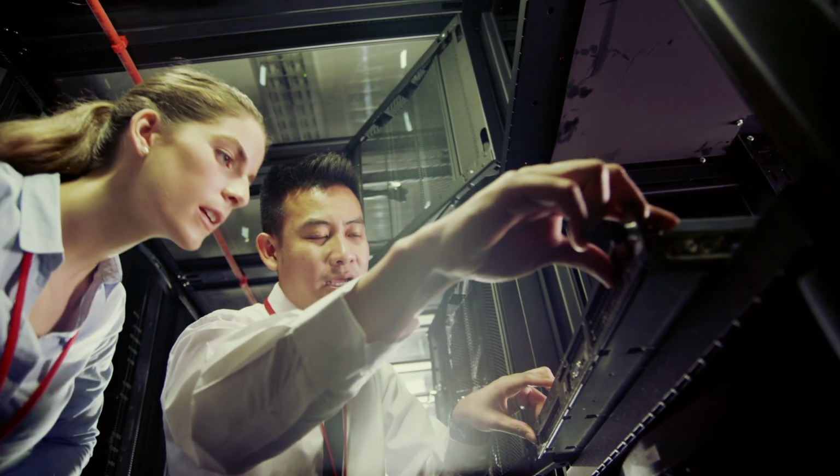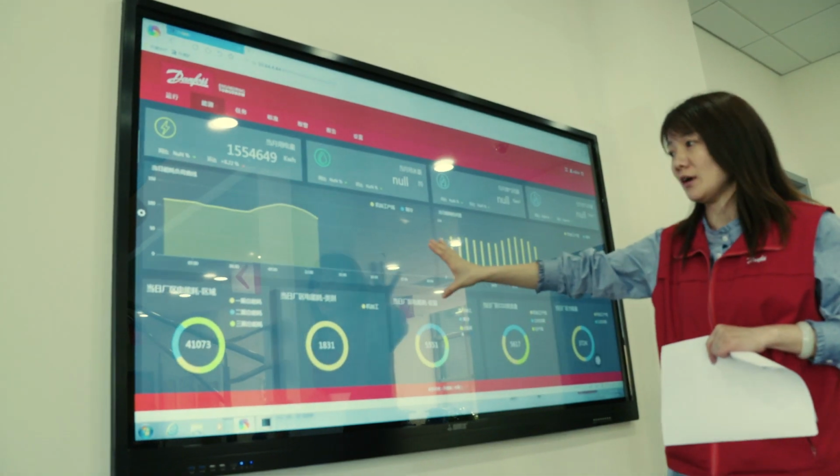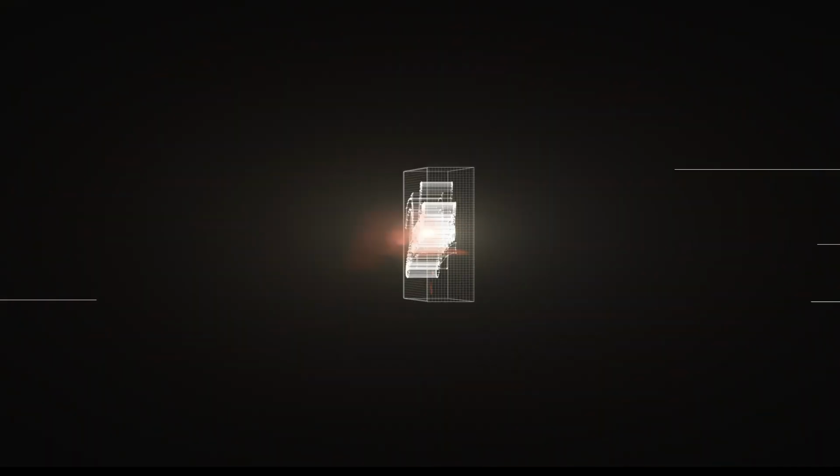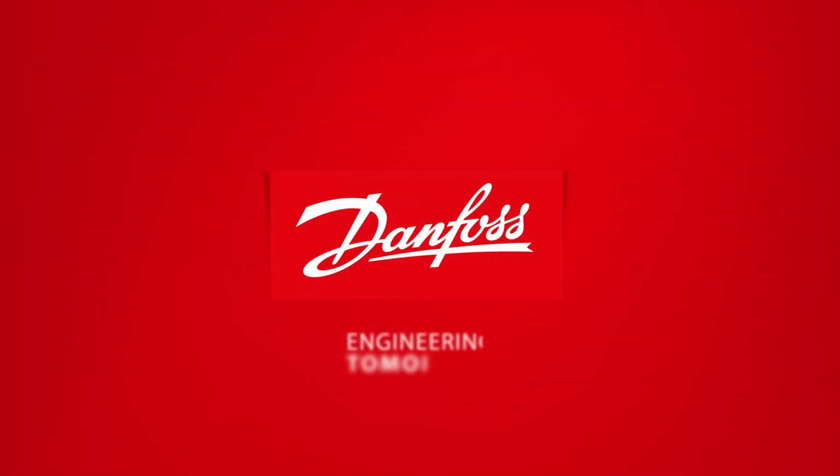Digitalization allows us to engineer the products of tomorrow faster, leading the way to a sustainable future and to bring stronger, reliable, efficient compressors for our world. Danfoss, engineering tomorrow.